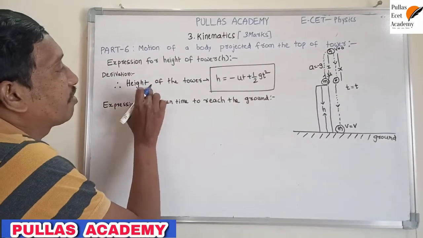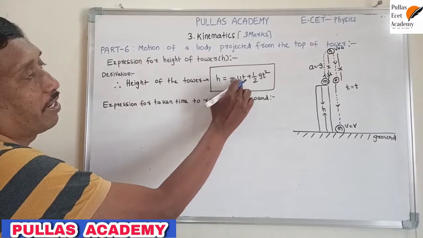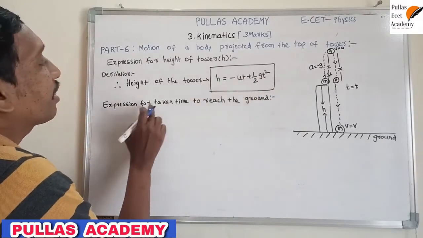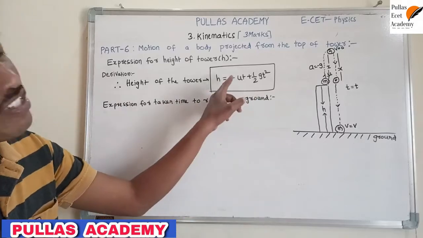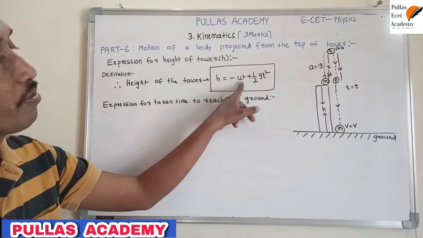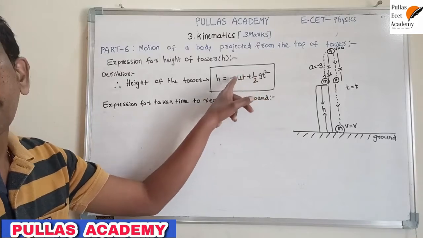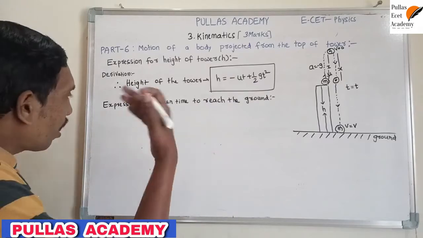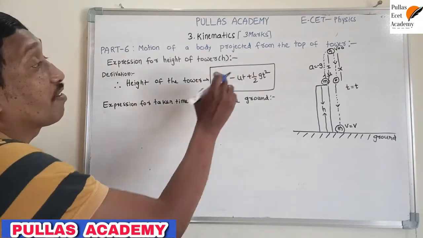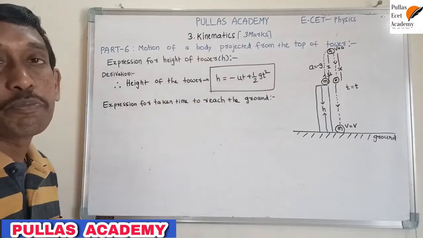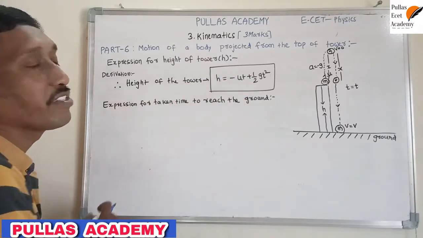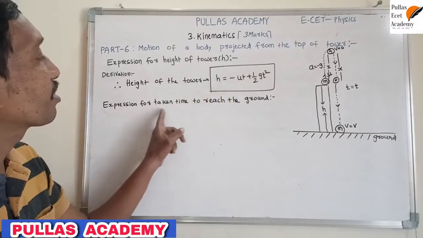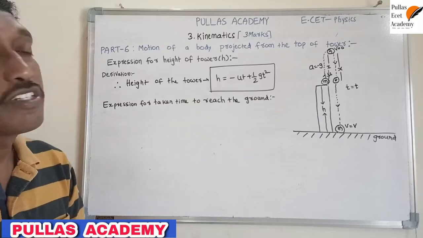So this is the expression for the height of the tower, that is h is equal to minus ut plus half gt square. In this equation, t stands for the time taken to reach the ground. From this equation, directly measure the h value and u value, substitute, you get t, g is the known value. So find out the t value, that is called the time taken to reach the ground. Otherwise, if you want the expression for t, as the subject, we have to derive it from this. If you simplify this equation, you get the expression for the time taken to reach the ground.